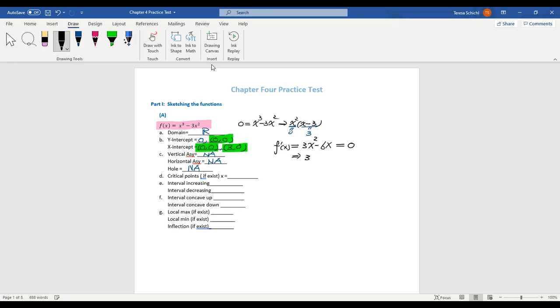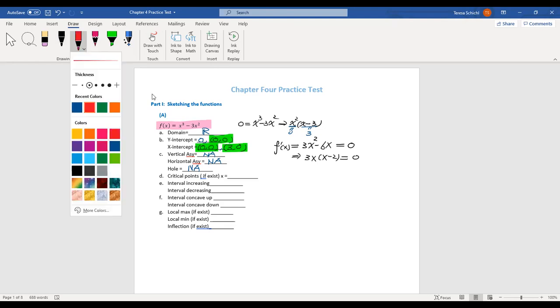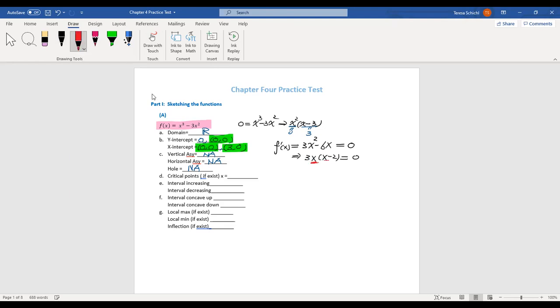Then I can factor the 3x out, so this is 3x times x minus 2 equals 0. So then what are the critical points? This factor equals 0 and this factor equals 0, so I have x equal to 0 and x equal to 2. Okay, so in here, let's try to write it out.